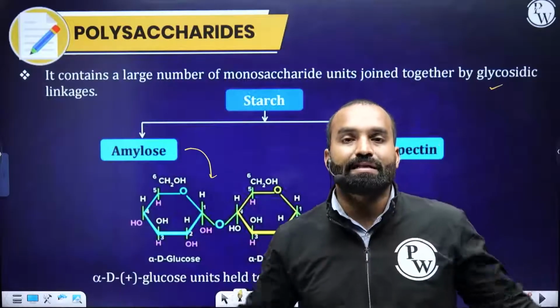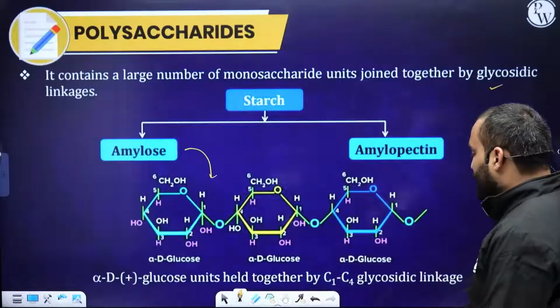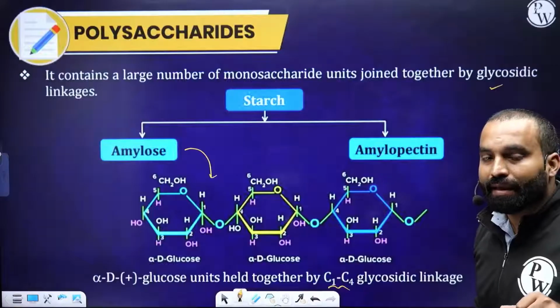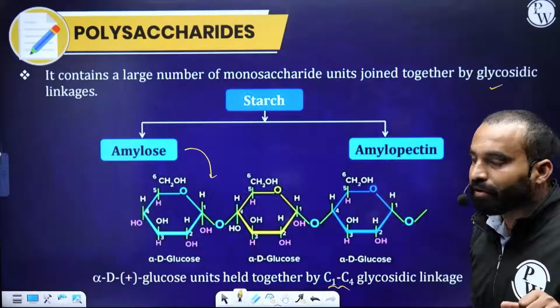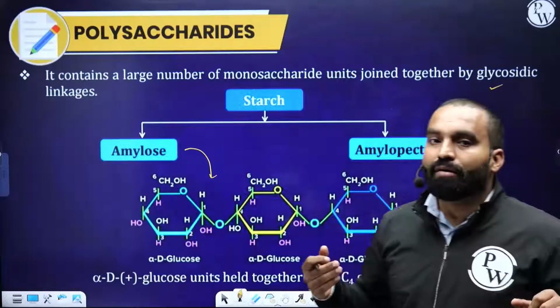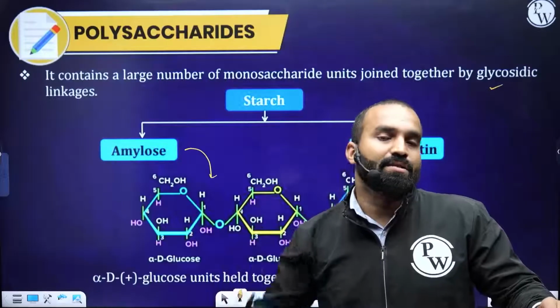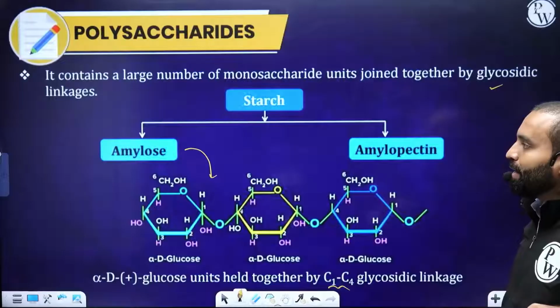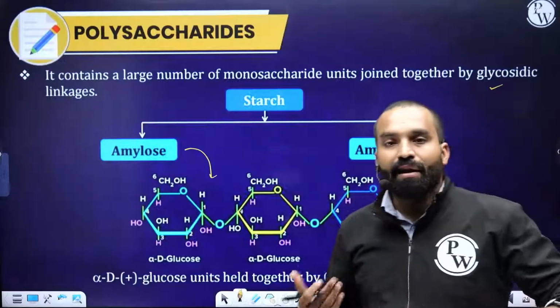It's a polysaccharide. What kind of linkage is it, guys? Once again, C1, C4 alpha glycosidic linkage. We need one kind of enzyme, alpha amylase, which breaks this molecule into glucose units, and hence we receive energy.